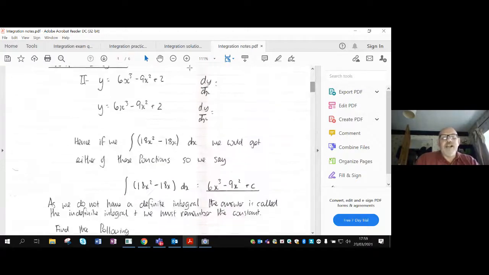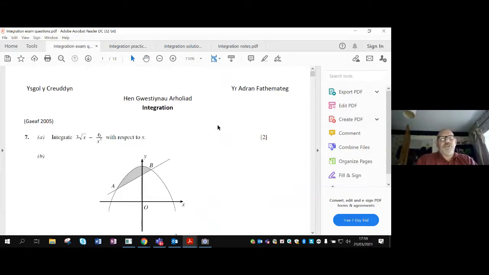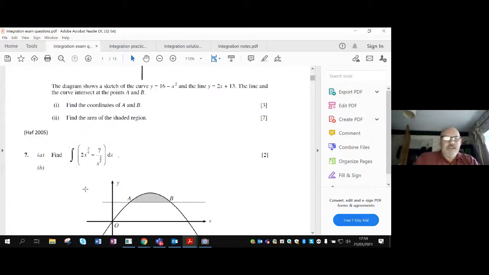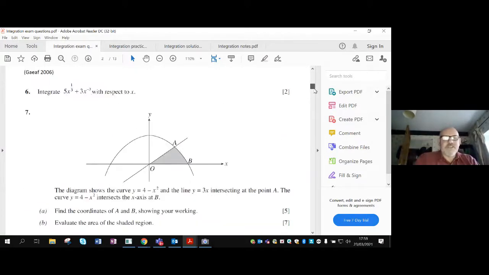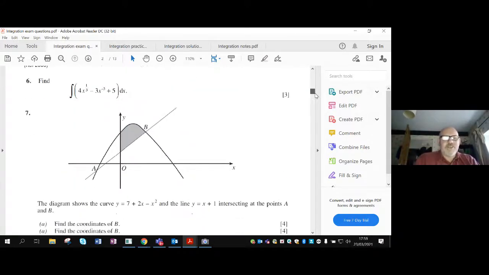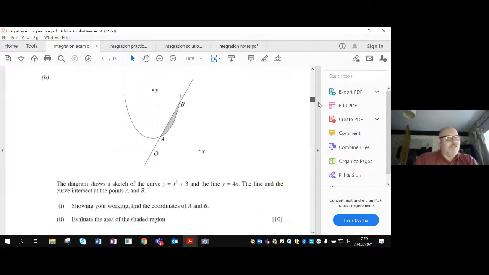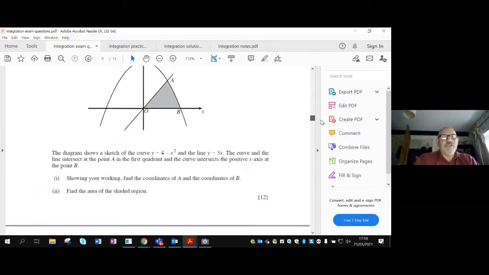And finally, I'll put the exam questions on from Mathmateg again. Very useful website, very useful for you, because the same person is writing the exam now who wrote it in 2005. And the questions you'll see are going to follow a theme. Integrate it, find the area between the curve and a straight line. Integrate, curve and a straight line. Can you see a theme developing? Okay, so plenty to do.